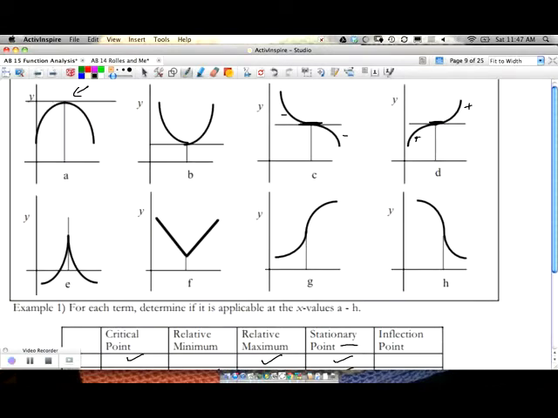So we flatten out, but now we're positive and positive slope. We're going up the whole time. But we change concavity here because this one is concave down for part D on the left, but on the right is concave up.